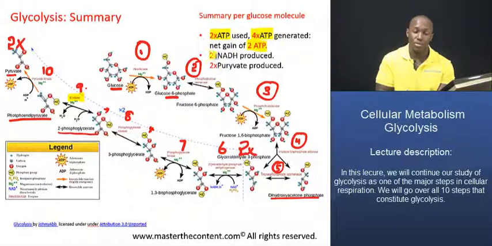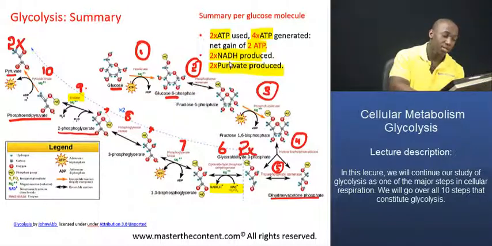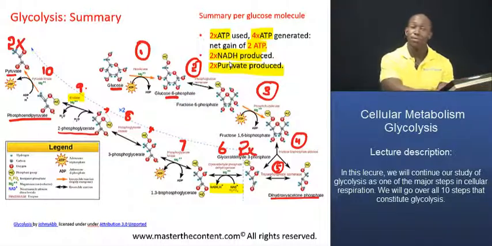We also produce 2 NADH in the process, and that's from here. Each one of those glyceraldehyde 3-phosphate conversions into 1,3-biphosphoglycerate will produce one molecule of NADH. That happens twice, so we have 2 NADH, and we also have 2 pyruvate produced from that entire process. So I hope glycolysis, in a nutshell, is something that's more palatable for you right now.